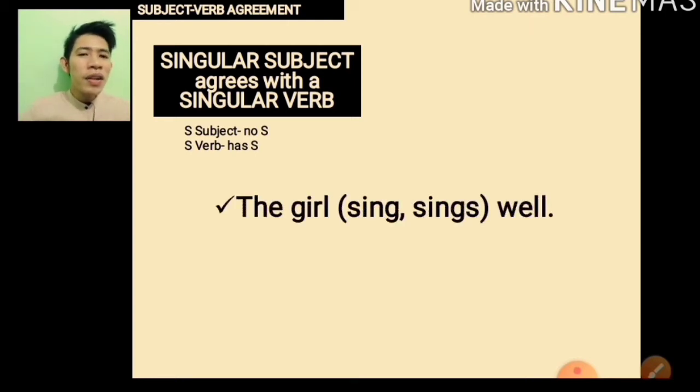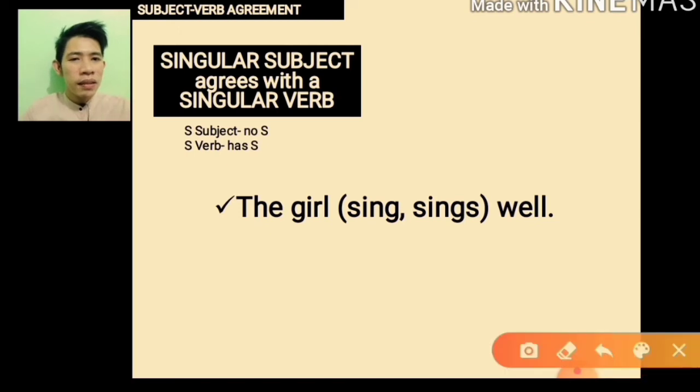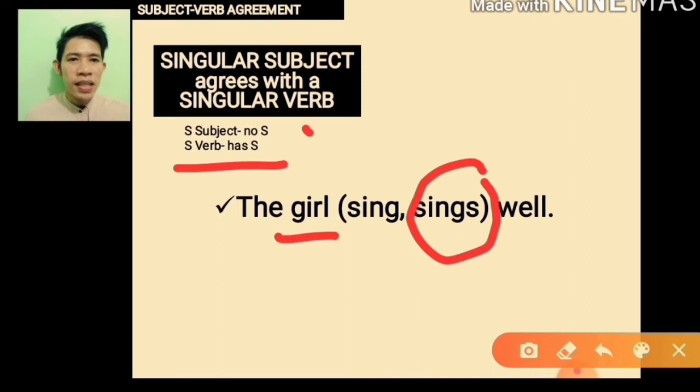Halimbawa, the girl sings well. So, look for our subject. Where is our subject? Correct. That is the girl. Now, sabi dito, ang subject, no S. Okay, walang S. Ang subject natin, girl. So, ano yung verb natin? May S. So, dapat sings. Singular siya. So, the girl and sings, or the subject and the verb, agree with each other.